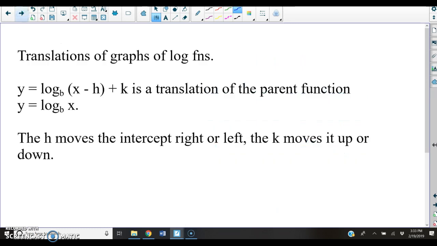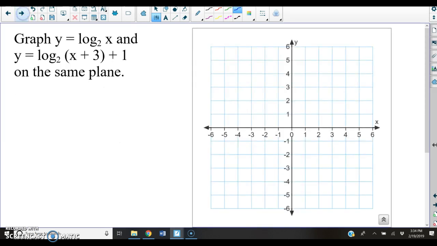Okay, translations of graphs work the same. Okay, the same as before. We're not going to focus a lot on that, so I'm just going to talk briefly about it. But it moves right and left when it changes x before you do the function stuff, in this case logarithm. So that moves it right or left. The k is going to move it up or down. Okay? So when I see this as a base 2, the plus 3 means I'm going to go left 3. Okay? All right, so again, this is going to make it go left 3 and up 1.